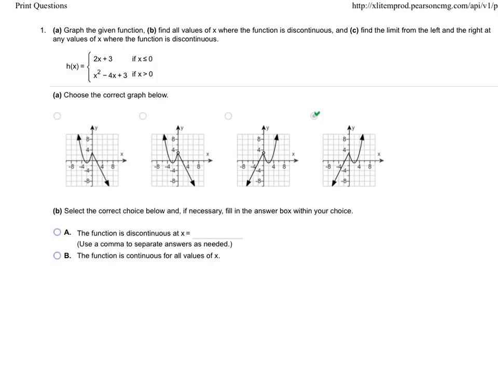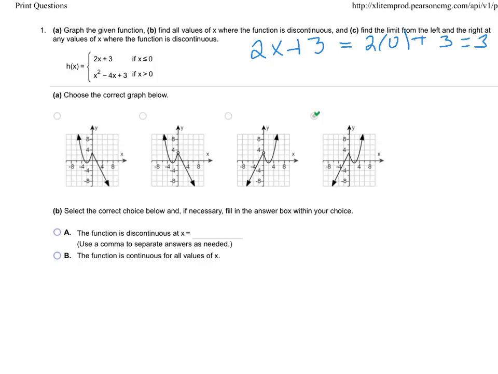And the reason that this is the correct graph rather than the graph right next to it on the left is because at the value x equals 0, we have 2x plus 3, and if x is equal to 0, then we have 2 times 0 plus 3, and that equals 3.